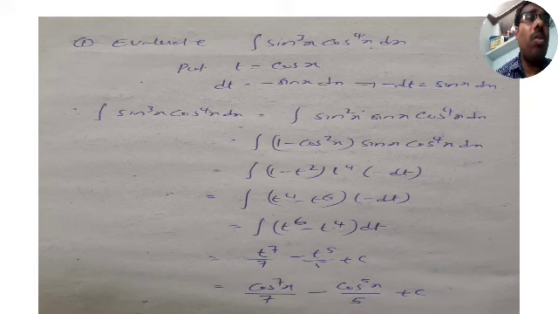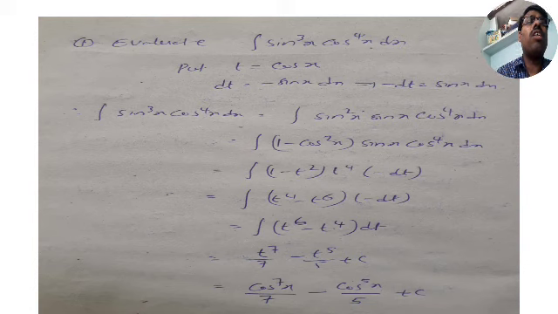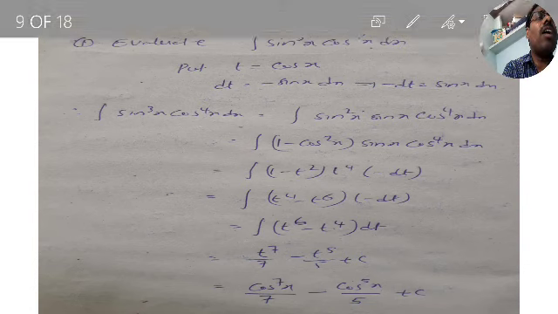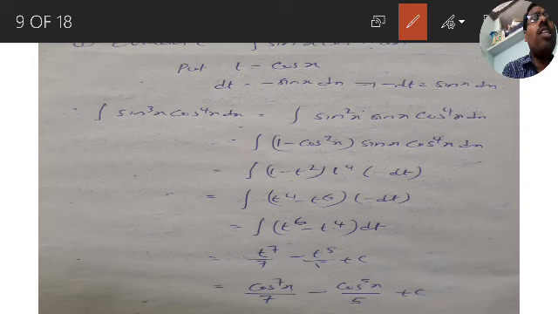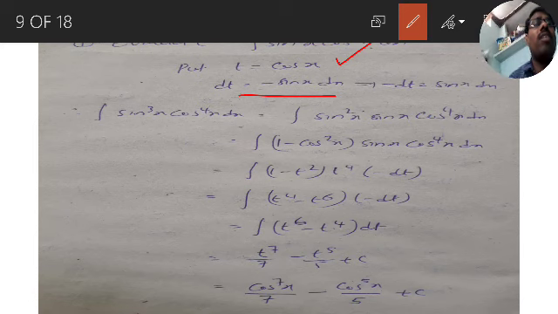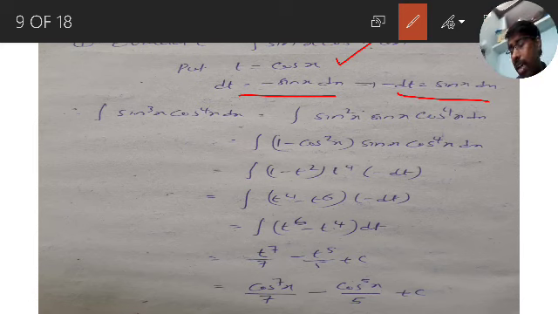Dt is equal to the derivative of cos x, which is minus sin x dx. But in the given integral only sin is there, no minus. That's why minus dt is equal to sin x dx. Are you getting it? So since sine power is an odd number, I am putting t is equal to cos x. Its derivative dt is equal to minus sin x dx. Take minus to this side, you get minus dt is equal to sin x dx.